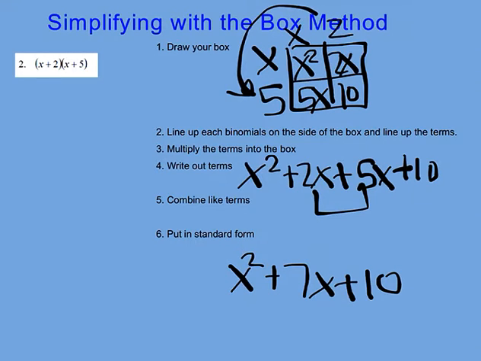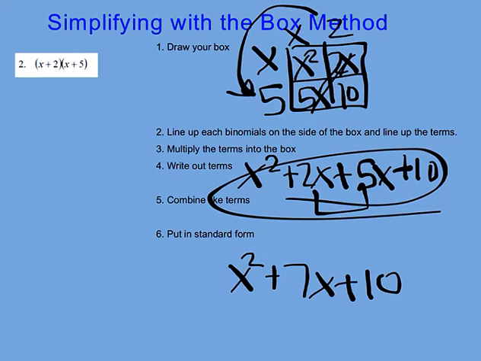Something I want to point out is that the nice thing about the box method is that if you set it up, 90% of the time your diagonals are going to be like terms. Notice that my diagonal there caught the like terms. That saves you the step of writing out this part if you want to.